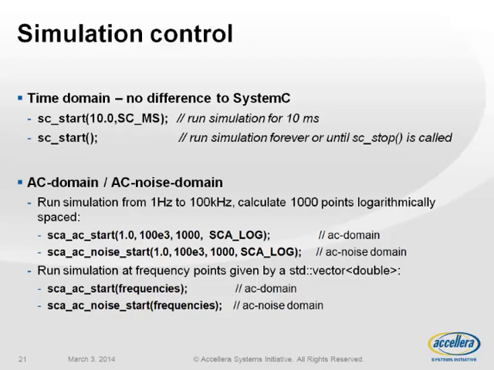We already saw that the transient simulation is controlled with the sc_start function. Similarly, we have for the AC domain and AC noise domain simulations the sca_ac_start and sca_ac_noise_start functions, where you provide a frequency range you would like to scan. So start frequency, end frequency, and then the number of frequency steps you would like to do. And you can select between a linear and logarithmic stepping of the frequencies. You can also provide a vector of selected frequencies where you would like to do this small signal analysis.